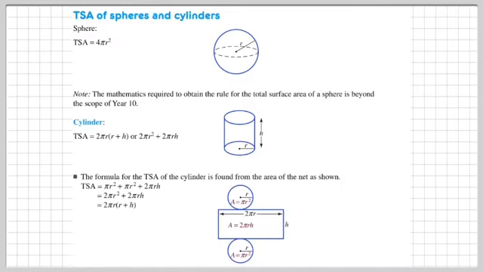Great. Now here comes a sphere. Surface area of a sphere is 4 pi r squared. That one you just have to remember. That's the outside surface of a spherical object, 4 pi r squared, where r is the radius.